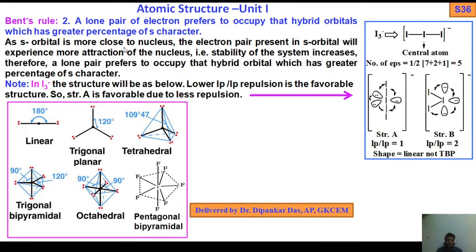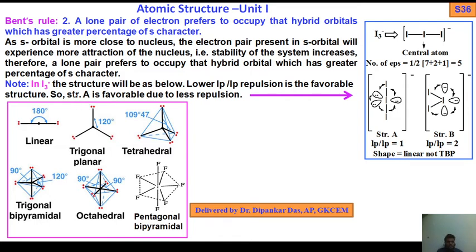As the s orbital is closer to the nucleus, the electron pair present in the s orbital will experience more attraction from the nucleus. That is, the stability of the system increases. Therefore, a lone pair prefers to occupy that hybrid orbital which has greater percentage of s character. Okay, so that is Bent's rule.